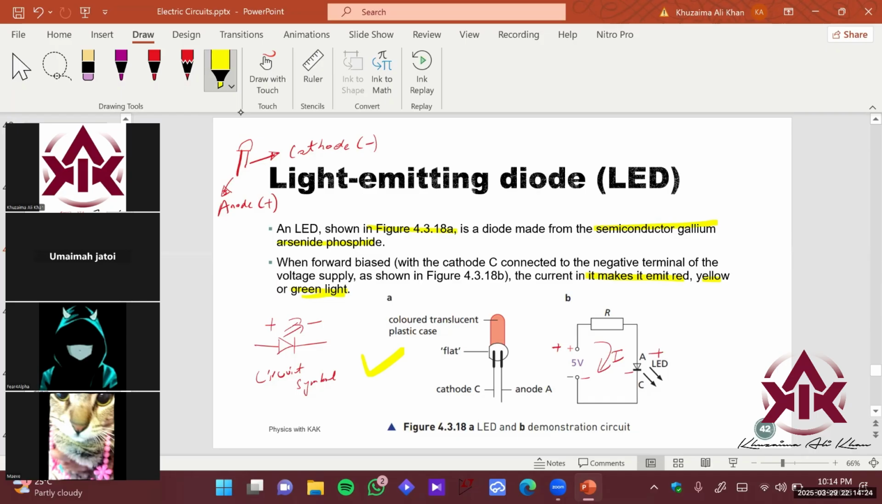Okay, it can be yellow also, right? Let's say it is yellow. It gives off yellow light here. Depending upon the color of your LED, it gives out that color in this particular configuration, right?